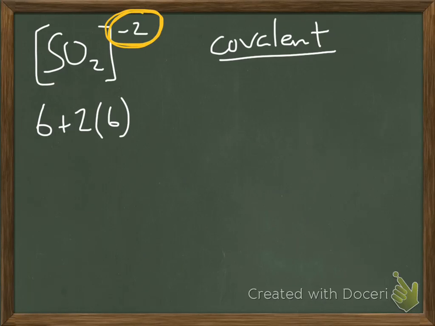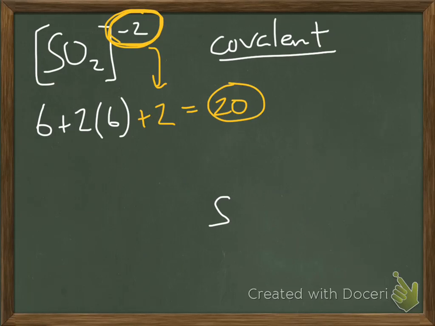So what does that mean about electrons? If your charge is -2, that means you've gained 2 electrons. So we have to add 2 to our electron count down here. So that equals 20 total. So now I'm ready to draw it.